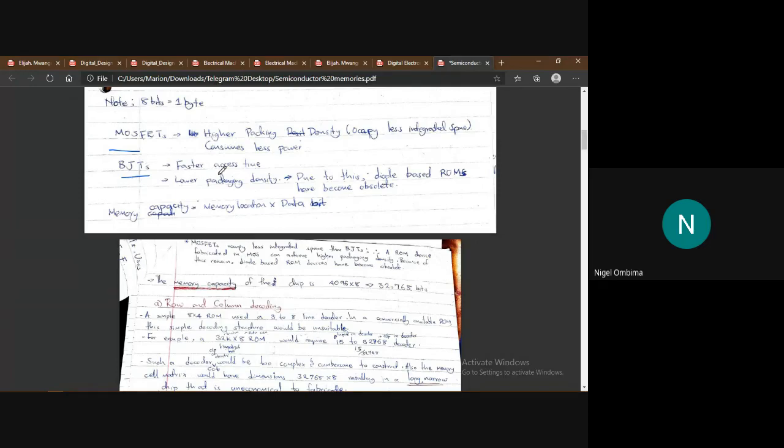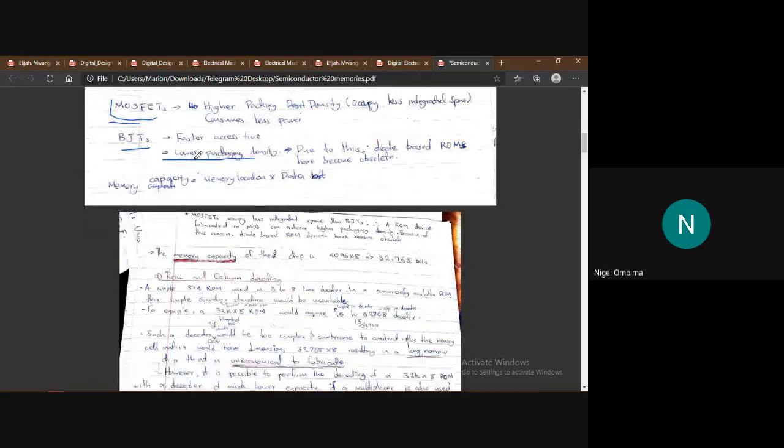But BJTs also have their advantages. They have faster access time, and this disadvantage: lower packaging density. Due to this, diode-based ROMs have become obsolete. So most ROMs are made using only MOSFETs.